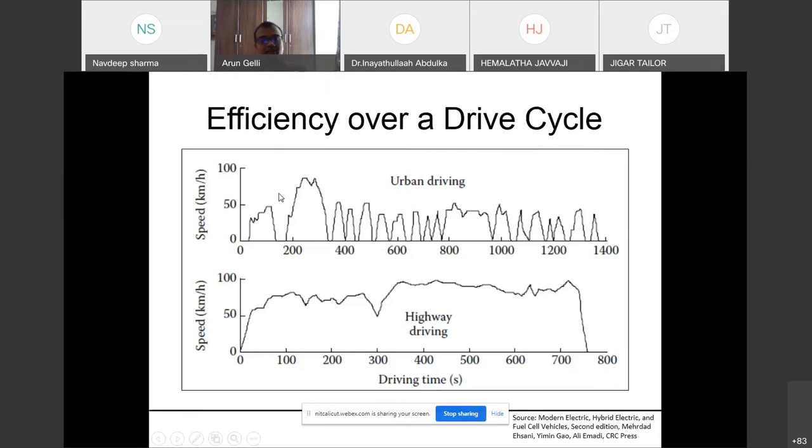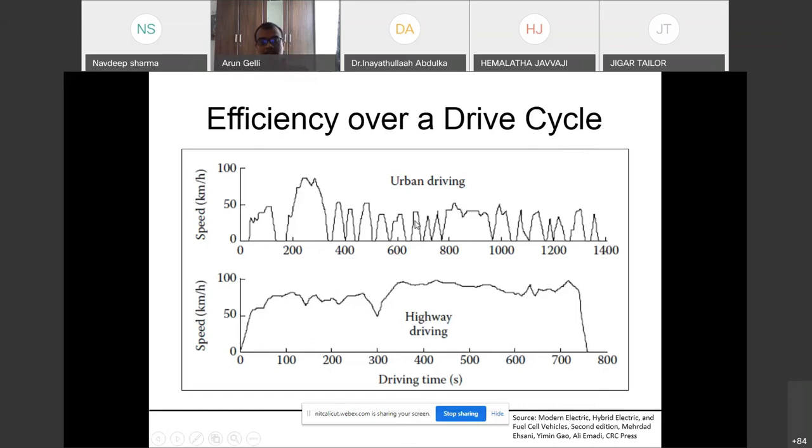Once we select the drive cycle, either an urban driving cycle or a highway driving cycle, depending on the vehicle type, it matters. If it is an inter-city vehicle, for example a bus connecting two major cities like Bangalore and Chennai, then we will mostly be operating in highway driving, and you may have to choose a separate motor. That is compared to urban driving, for example city buses, which will have a different cycle.